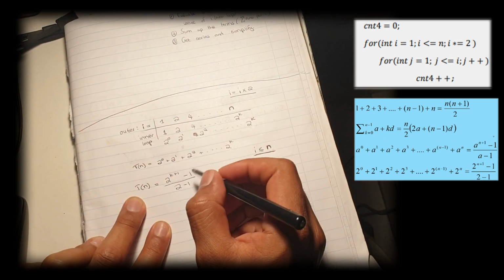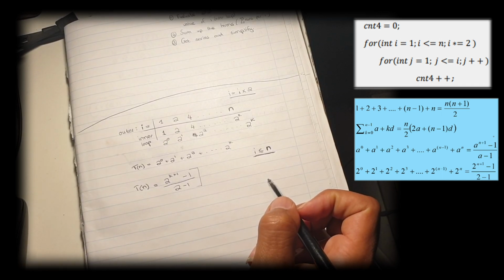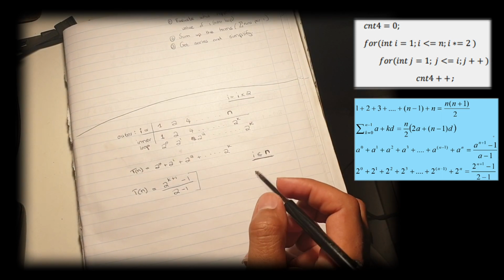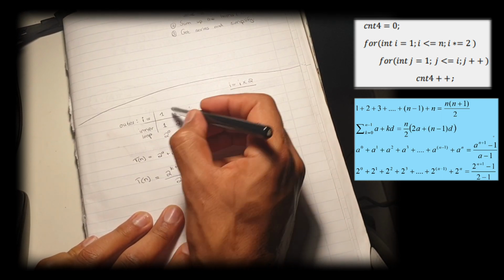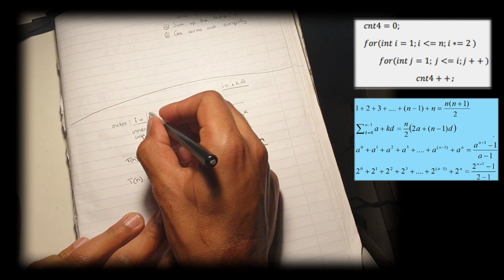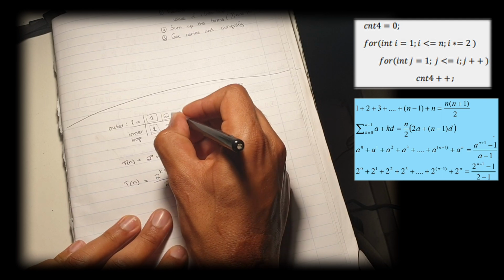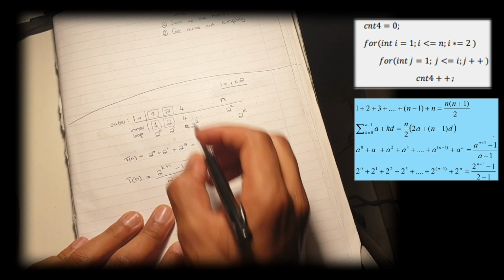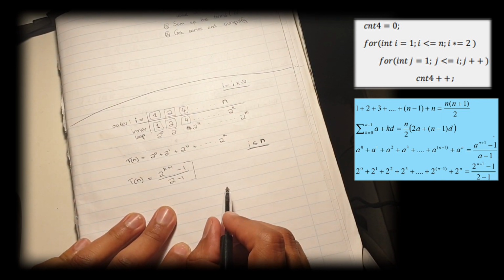Now, we have a problem. We don't know what the value of k is. So how do we work out the value of k? Well, let's do a little observation. When i is equal to 1, we can see that the inner loop runs once. When i is equal to 2, you can see that the inner loop runs twice, right? When i is equal to 4, we can see that the inner loop runs 4 times.